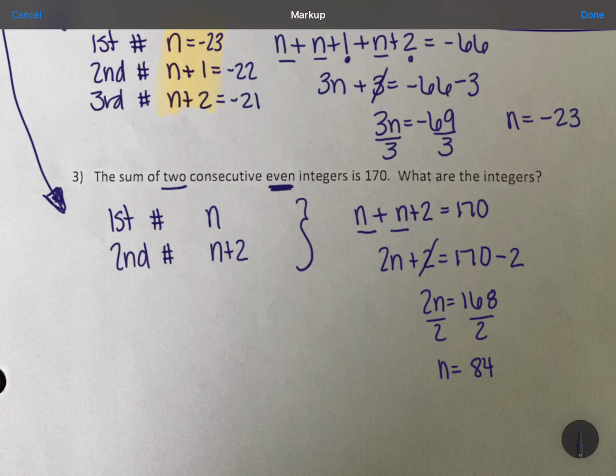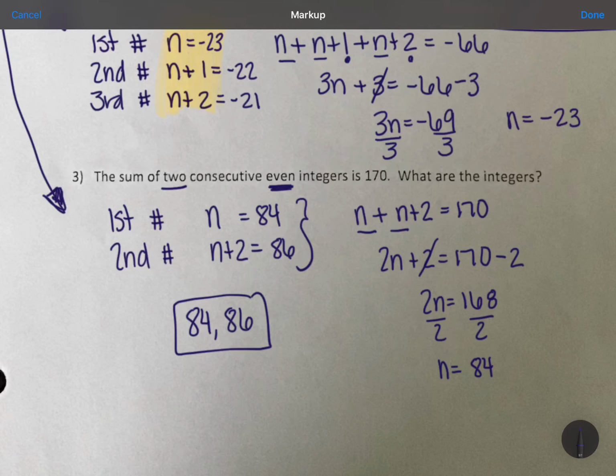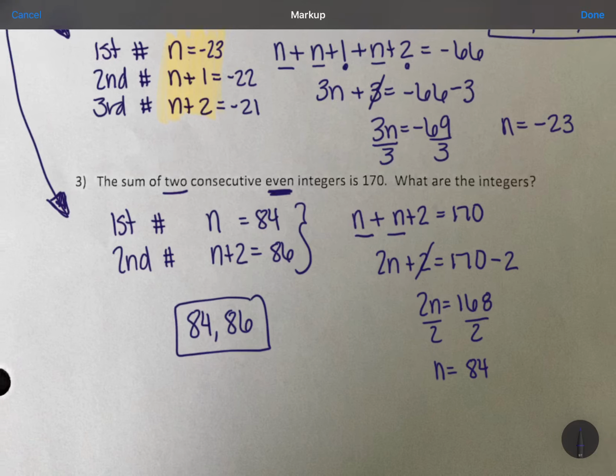So my first number is 84. My second number is 84 plus 2, which is 86. Again, you can just say 84, what would come after 84? 86. So those are my 2 even consecutive integers. And you can always check that to make sure they add to give you 170. And they do.